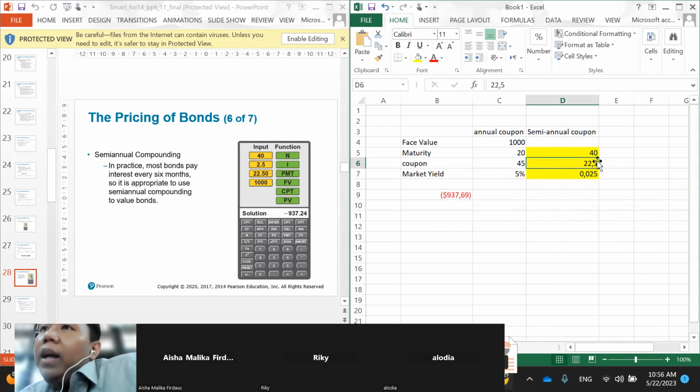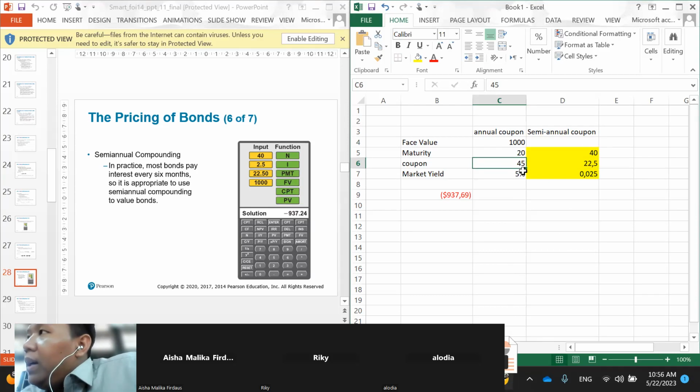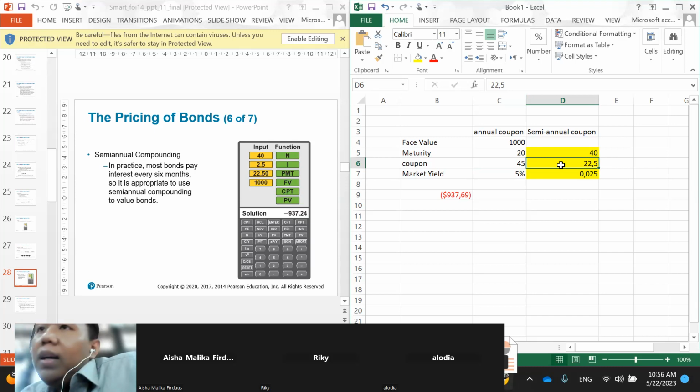And the coupon, before we received $45 each year, now we will receive $22.5 every 6 months, in every semester. And the market yield, because we are taking the present value for every semester, then we need to divide the market yield by 2. So this is the interest rate on semester basis. And we will do the same.